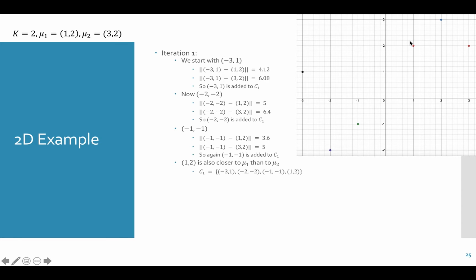And then we have 1, 2, which is mu1, right? So it's closer to mu1 than it is to mu2. And so our cluster 1 now looks like this. Okay, it has all of these points in it.